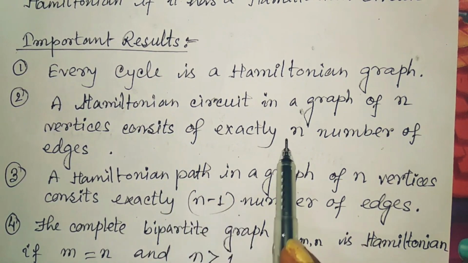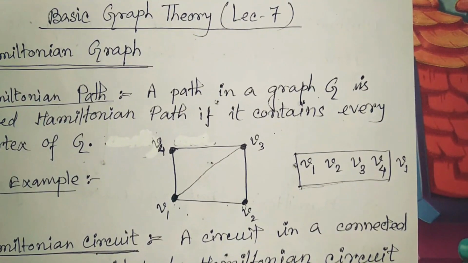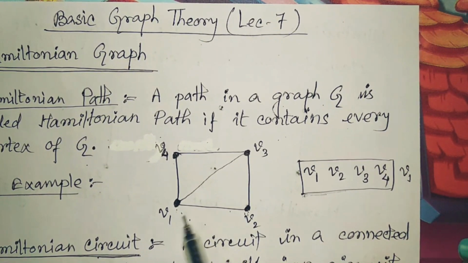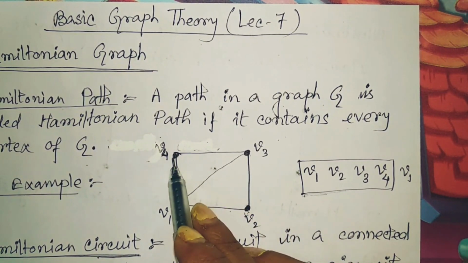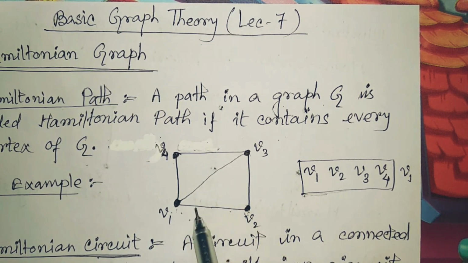If instead of the circuit it is the path, that means it is open, so here the Hamiltonian path is V1, V2, V3, V4. It will consist of 1, 2 and 3 edges, total 4 vertices and 3 edges. That means if n vertices are there in a graph, then obviously n minus 1 edges are there.